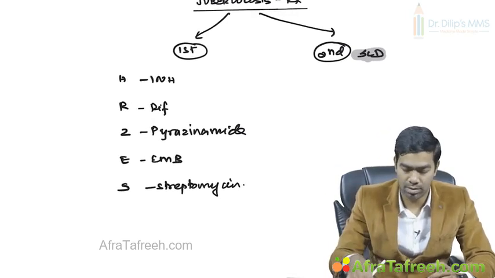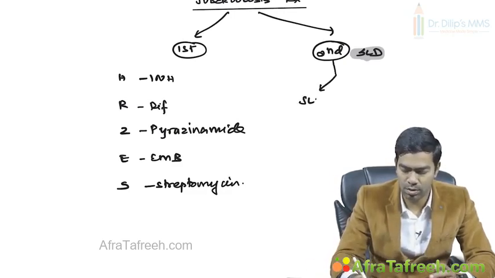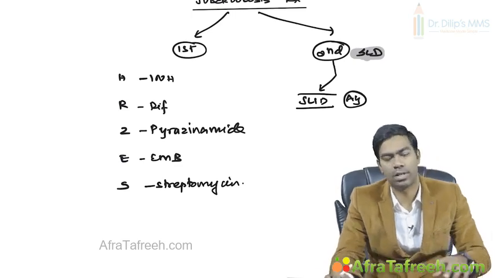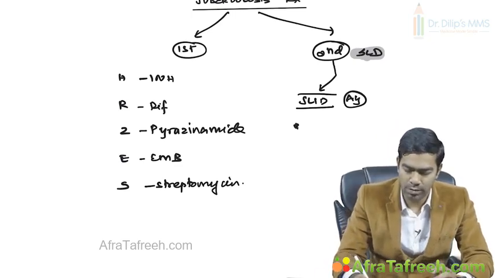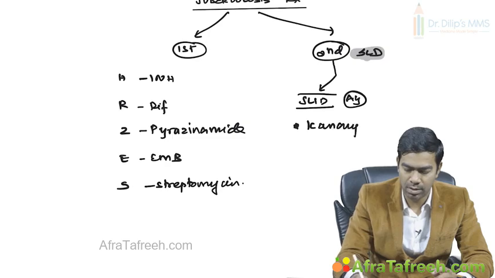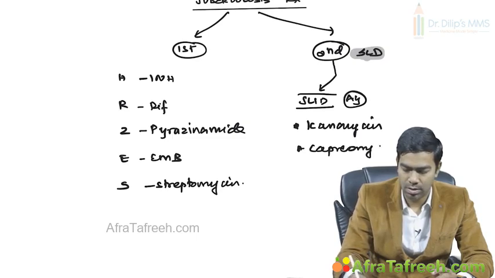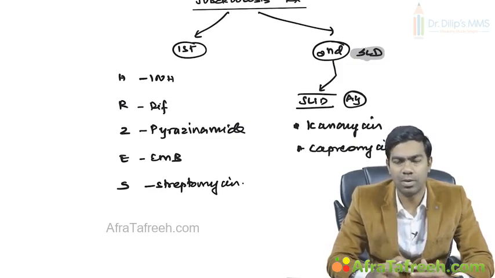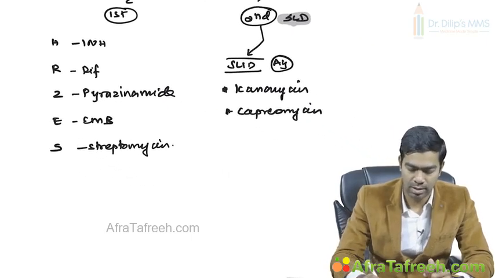And second line drugs, you have a lot of drugs. In that I can split into two groups. One is called second line injectable drugs. These are nothing but the aminoglycoside agents. You know, aminoglycosides are never available orally. They are always injectable agents only. Two drugs will come under this group: one is kanamycin, the second one is capreomycin. Even though amikacin was included before, right now, as per the new guidelines, amikacin should not be used as a second line drug. Either use kanamycin or capreomycin. That's what the guidelines are telling.